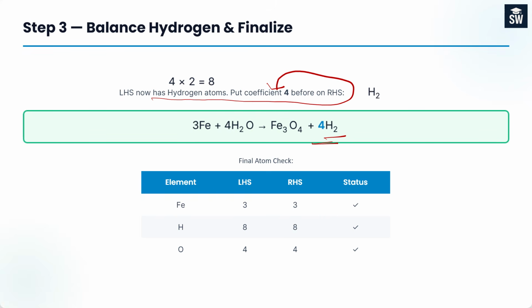Now finally you have to count the LHS and RHS for each of the atoms. So 8 hydrogen, 3 Fe and 4 oxygen, you will get the status as equal, right? So this is a balanced chemical equation.